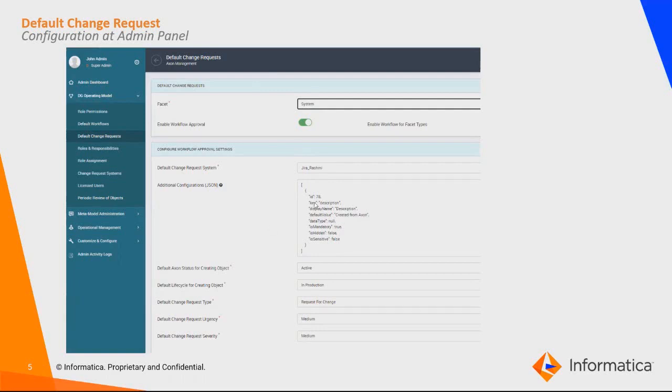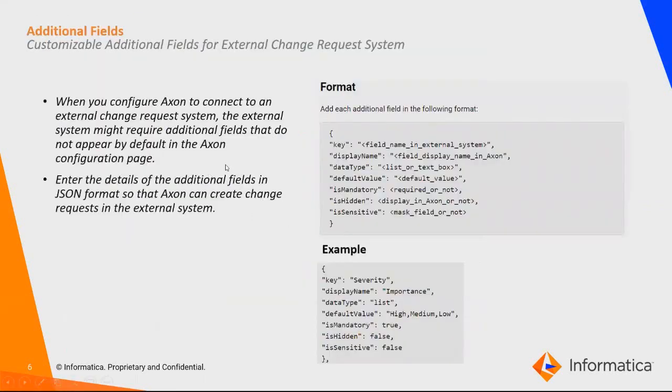Here we'll go to the next slide, which explains what this additional configuration or the JSON is, and where it is required, right? Where will this information pop up in your change request, right? When you configure Axon to connect to an external change request system, the external change request system like Jira might require additional fields which might not appear in the Axon configuration page by default, right? To avail such parameters in the Axon page, you need to pass the specific JSON format in your default change request system, right?